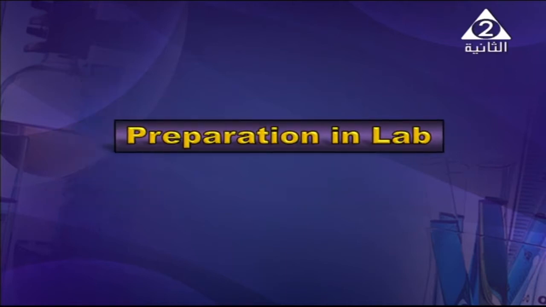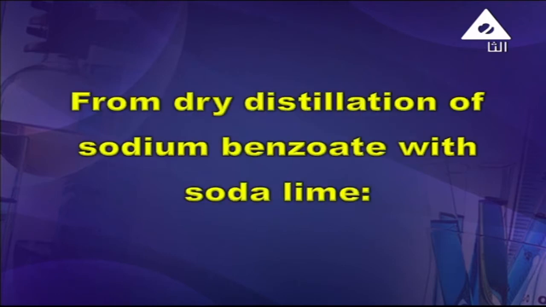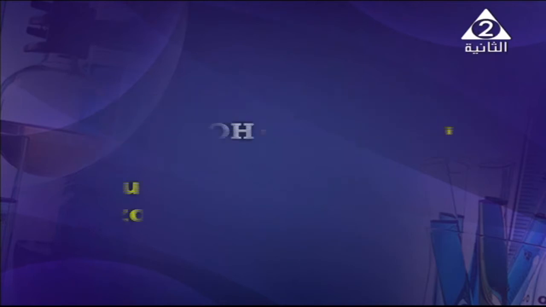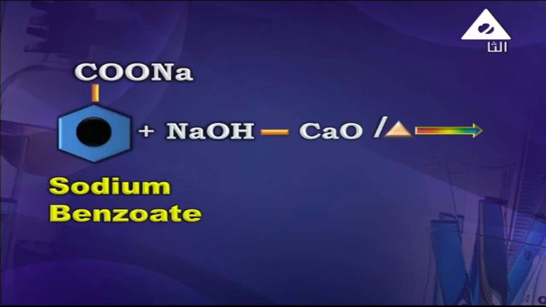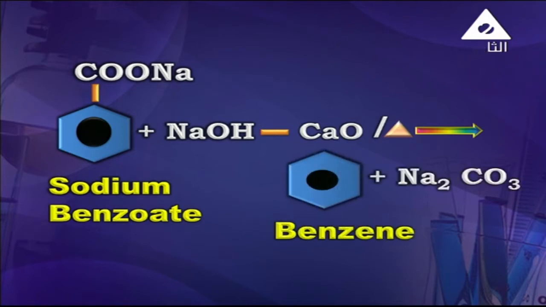The preparation in the lab: from dry distillation of sodium benzoate with soda lime. As shown on the screen, sodium benzoate plus sodium hydroxide in the presence of calcium oxide. My dear student, you remember that sodium hydroxide is caustic soda, calcium oxide is quicklime, and the mixture of sodium hydroxide and calcium oxide is called soda lime. This dry distillation produces benzene and releases sodium carbonate.